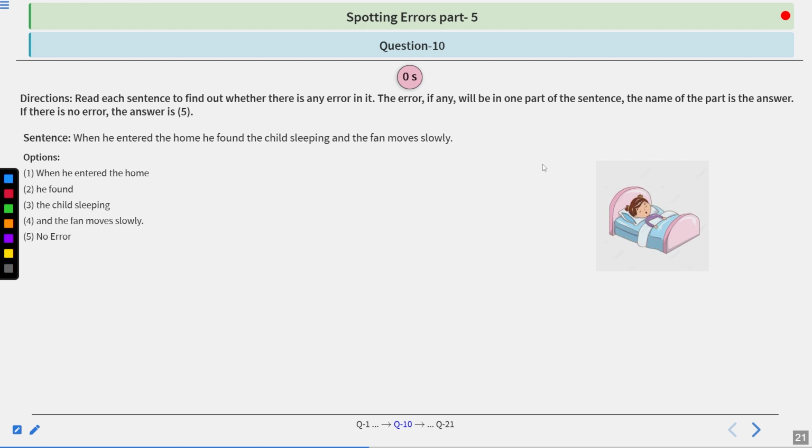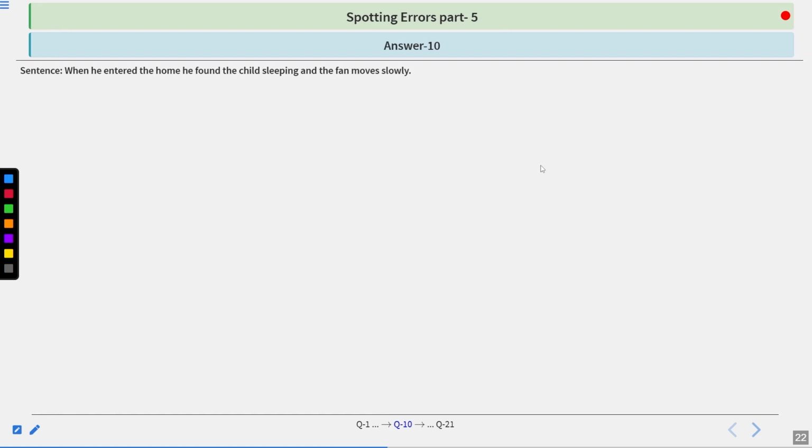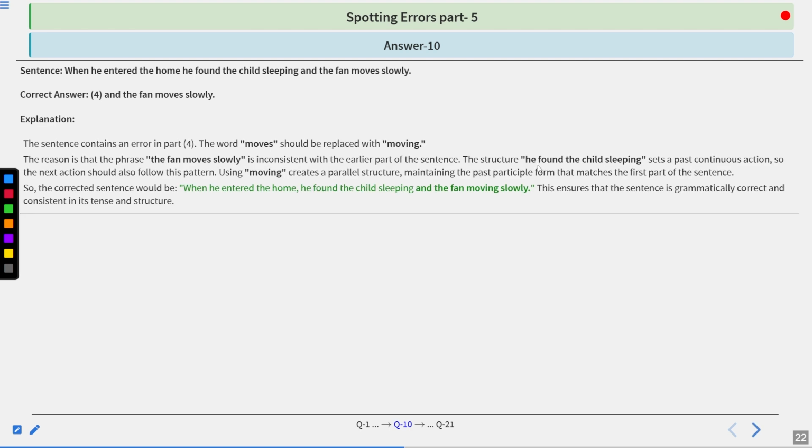I hope you have answered. Let's look at the correct answer. The correct answer is 4, and the fan moves slowly. Let's look at the correct explanation. The sentence contains an error in part 4. The word moves should be replaced with moving.